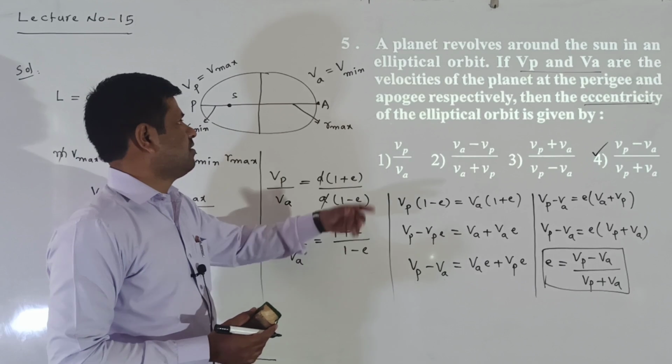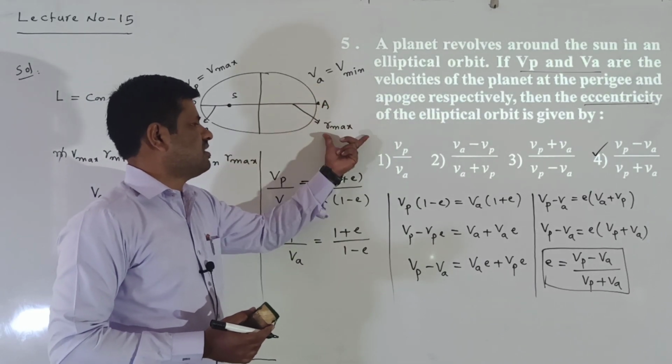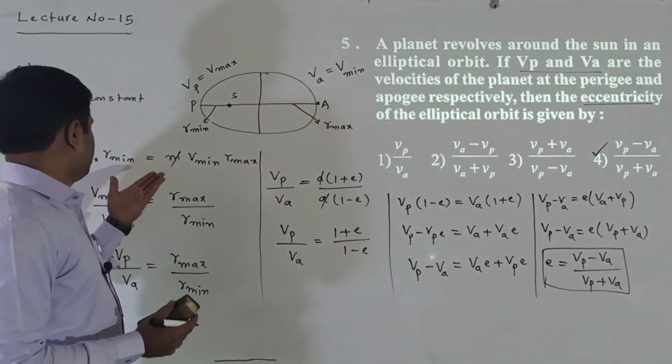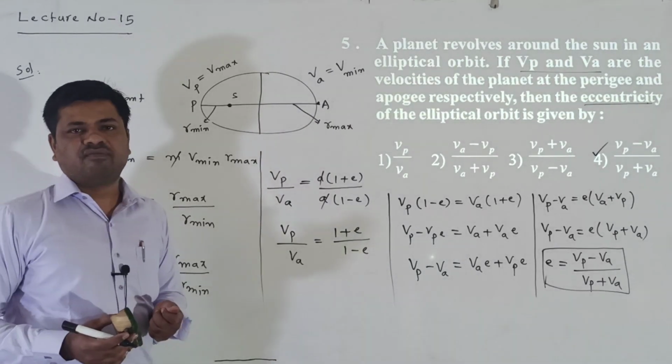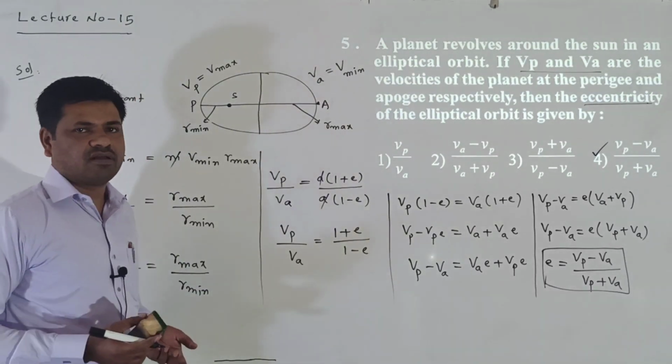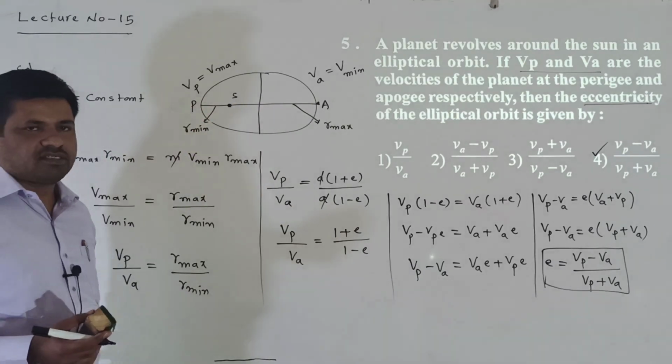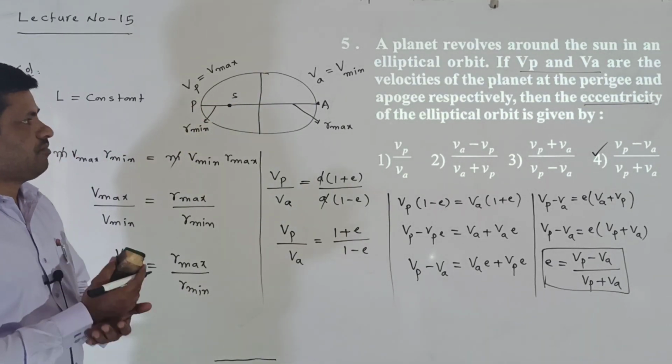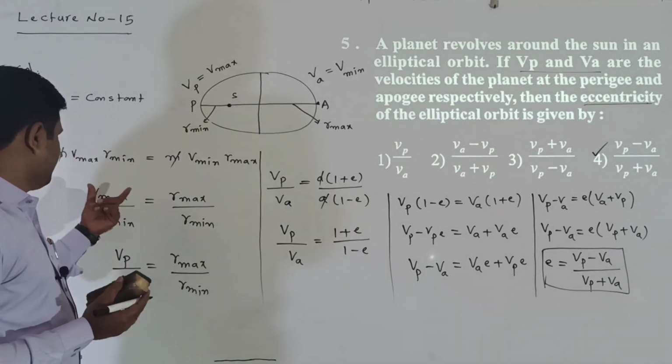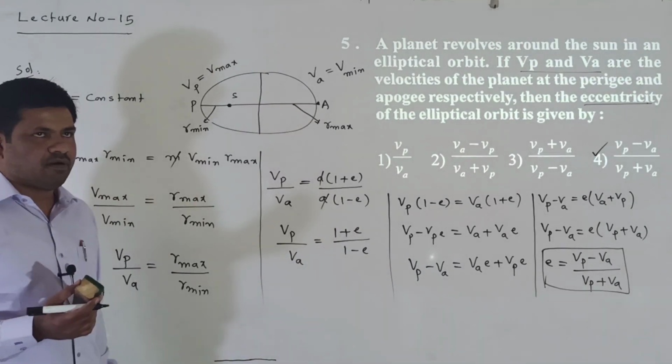At the apogee, velocity is minimum and distance is maximum. We know that is the law of conservation of angular momentum: L is equal to constant. I am applying it to these two points, the perigee and apogee. From this we are getting V maximum by V minimum is equal to R maximum by R minimum.